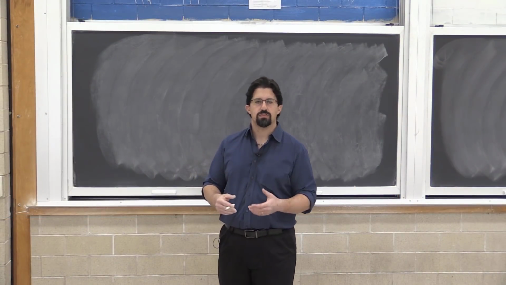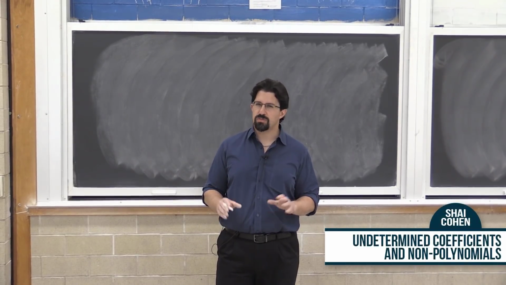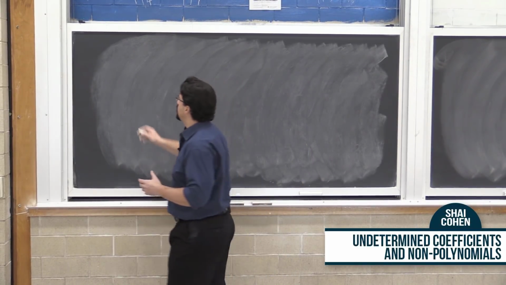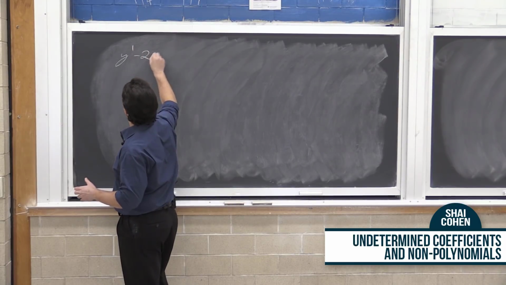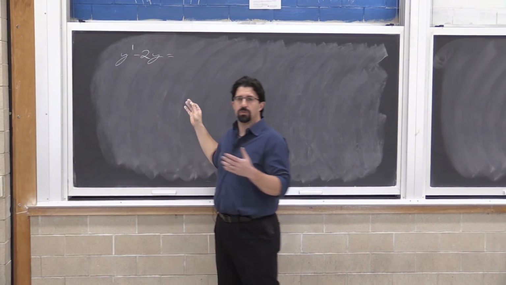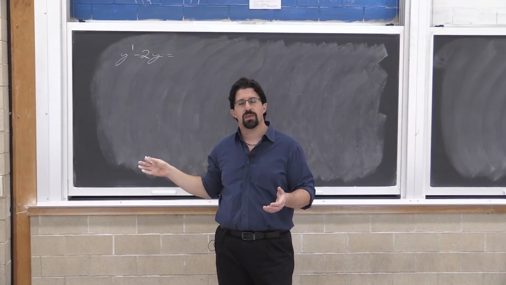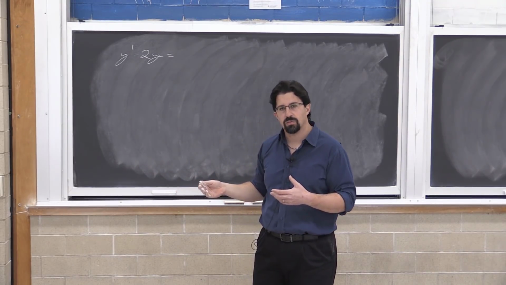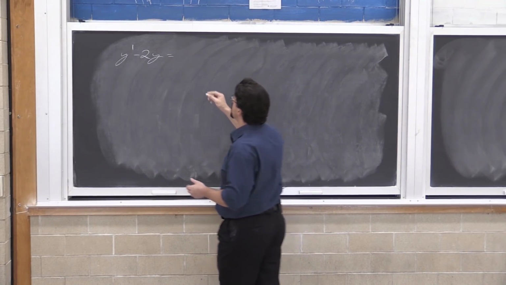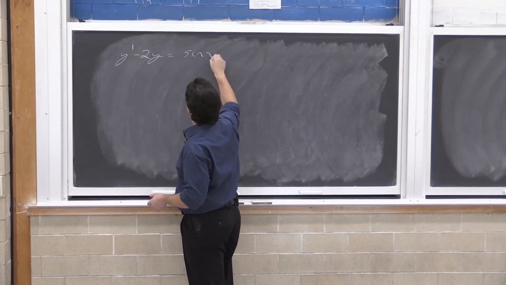The first example that we saw of the method of undetermined coefficients was pretty straightforward. We looked at y prime minus 2y, and we made it equal to a polynomial, x plus 2. But what if things were a little bit more complicated? What if we had over here on the side, say, sine of x?